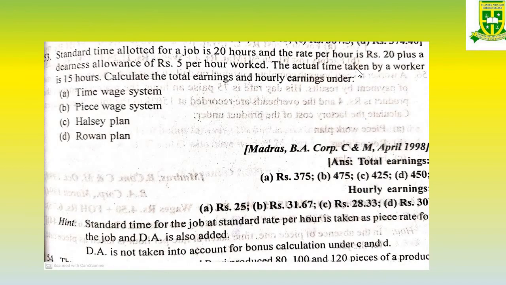So first, time rate system. What is the formula? Hours worked into rate per hour plus DA. For every method we have to mention the DA. So how many hours are we working here? Actual hours worked is 20. So 20 into how much we are paying? 1, plus DA. DA will be based on the hours worked by him, 20. So 20 into 0.50. So 20 plus 10, which is 30 under time rate system.